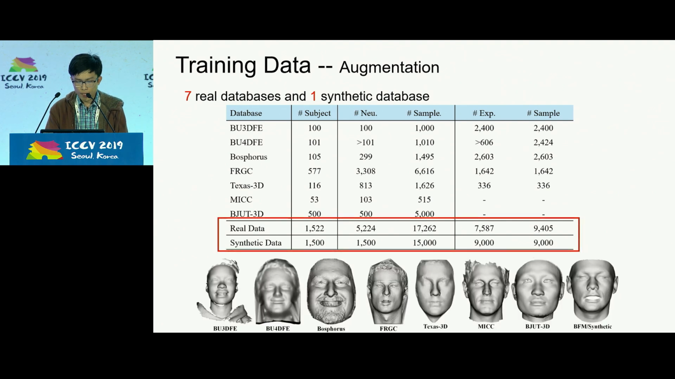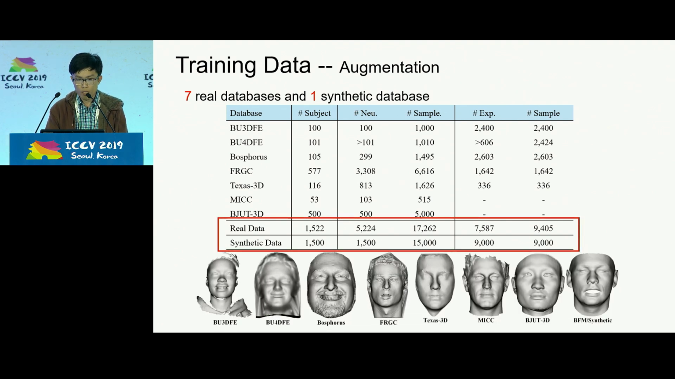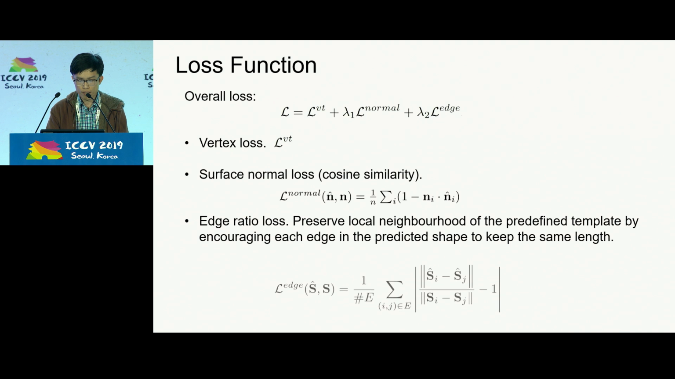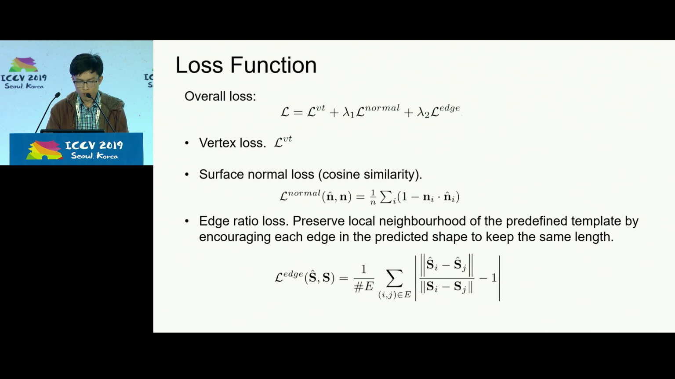To learn a robust and highly variable 3D face model, we construct our training data using one synthetic database and 7 real databases with a wide variety of identities, expressions, and resolutions. We further perform data augmentation for neutral scans. For the loss function, the overall loss combines the vertex loss, the surface normal loss using cosine similarity, and the edge ratio loss, which encourages the ratio between the edge length in the predicted shape and the ground truth to be close to 1.